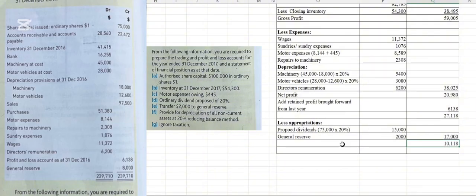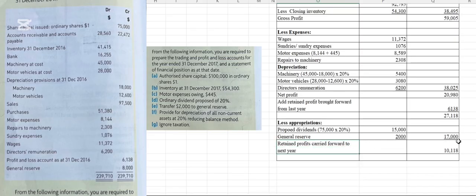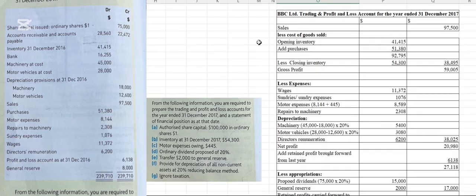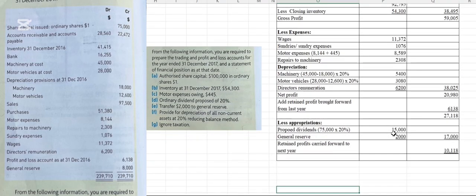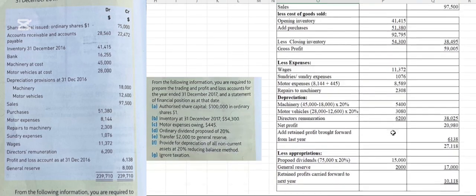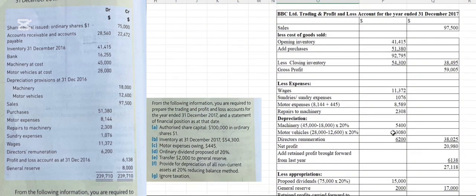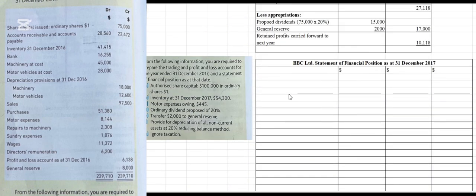So this 10,118 will now be recorded as the retained profits carried forward to next year. And you will double line this figure. And this is your profit and loss trading account with the extension, the appropriation account for company accounts. So now we can move on to doing the statement of financial position. Let's do this.